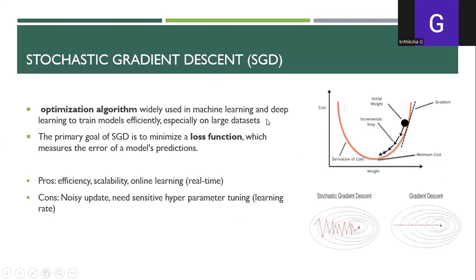We are going to see about the stochastic gradient descent algorithm, which is actually an optimization algorithm, which will be used both in machine learning and deep learning concepts, and especially for large data sets. So it will perform well for large data sets. So it's mostly used for large data sets. And the primary goal of the stochastic gradient descent is to minimize the loss function. So the loss function is nothing but the measure of the error generated from our model. Okay, so this is the general concept of that.